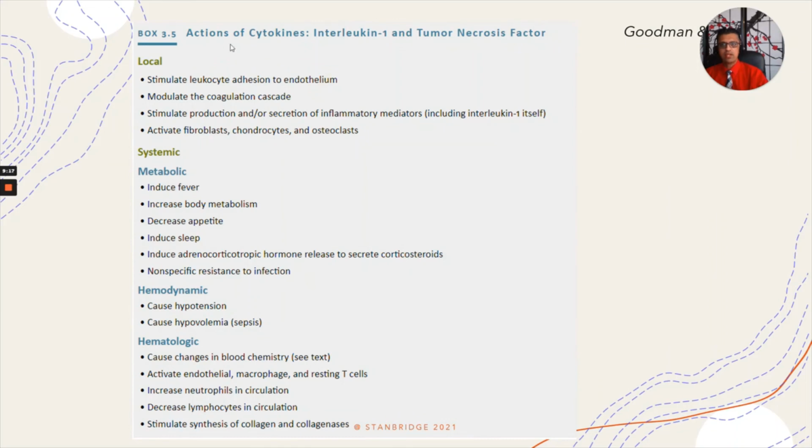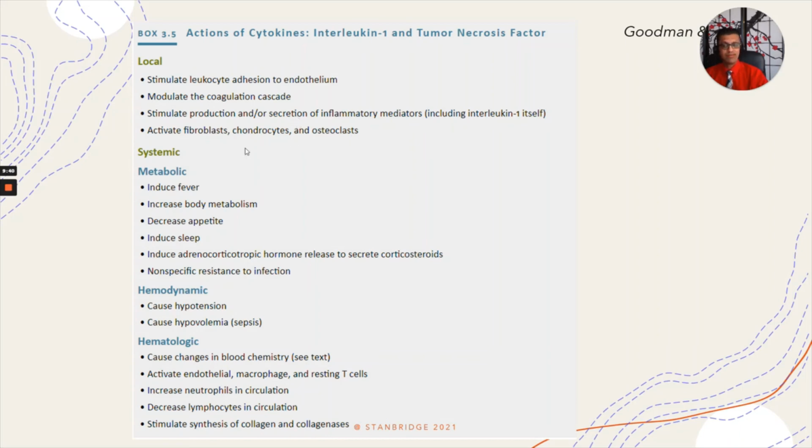Now, actions of cytokines, interleukin-1 and TNF, which is tumor necrosis factor. What happens at the local level? Well, you stimulate leukocyte adhesion to endothelium. You modulate the coagulation cascade. You stimulate production and or secretion of inflammatory mediators. Activate fibroblasts, chondrocytes, and osteoclasts.